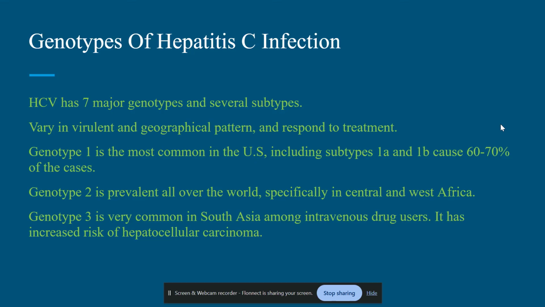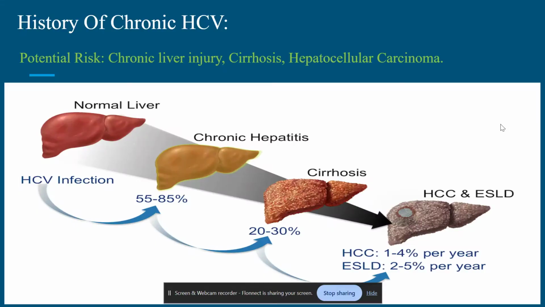Genotype 2 is found all over the world, but it's more common in Central and West Africa. Genotype 3 is very common in South Asia among intravenous drug users, as I told you before. It's a very common disease among intravenous drug users, and it has an increased risk of hepatocellular carcinoma. We will discuss it later in detail.